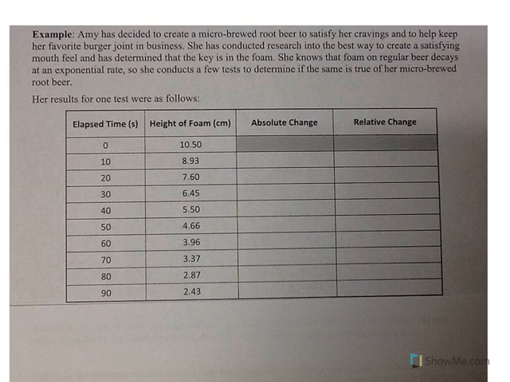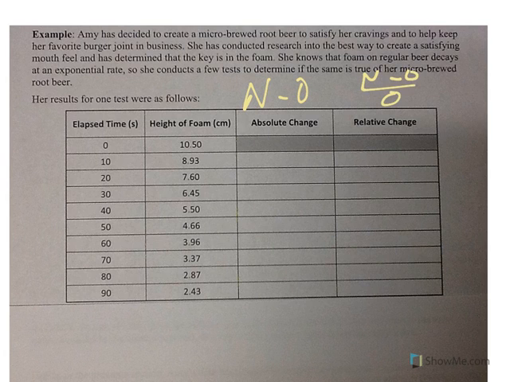Okay, so we've got elapsed time and the height of the foam. We want to figure out absolute and relative change based on the data given. Recall, absolute change is new minus old. Relative change is new minus old divided by old. So let's do the first one together.